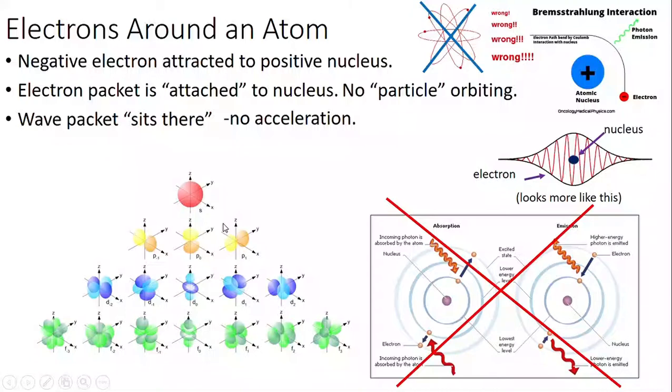So why do they look like this? What's going on to give us this orbital structure, as it's called, even though orbital is a terrible name? Let's look at it more closely.